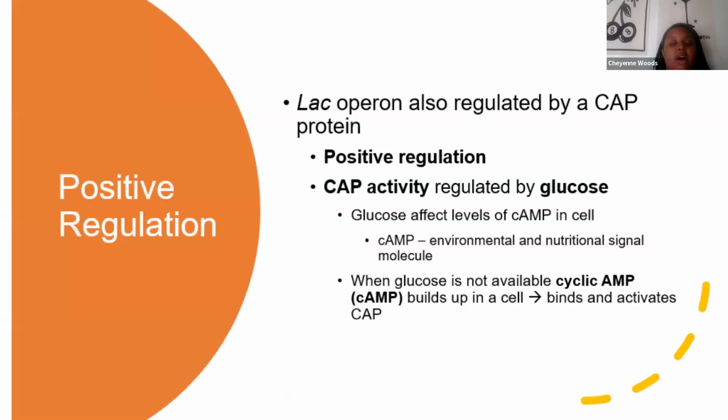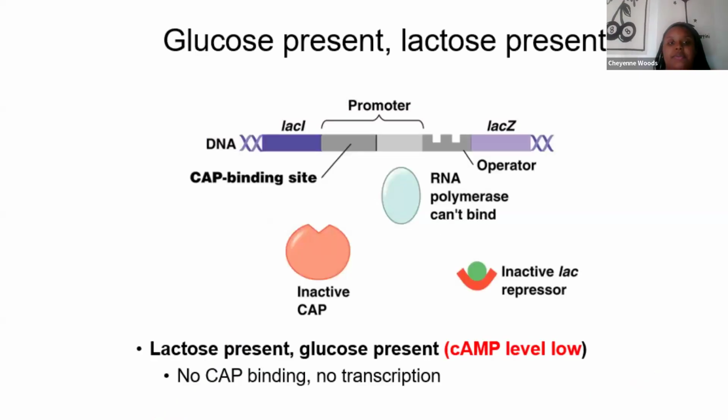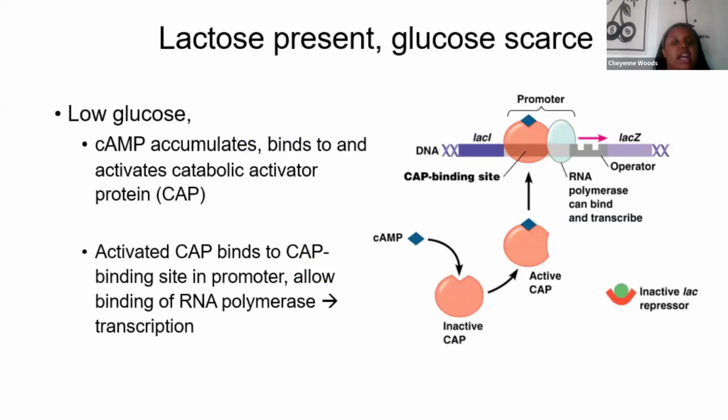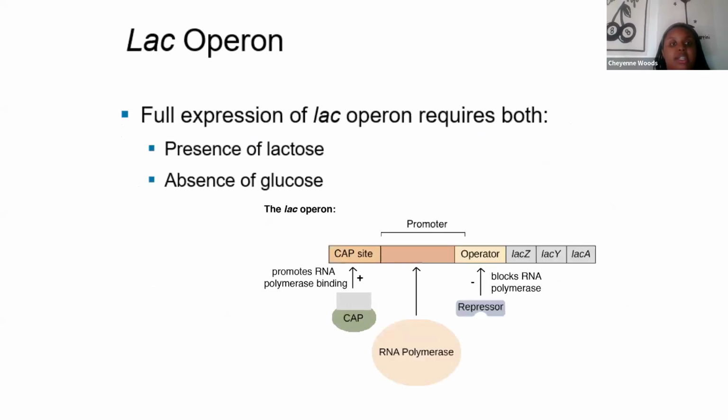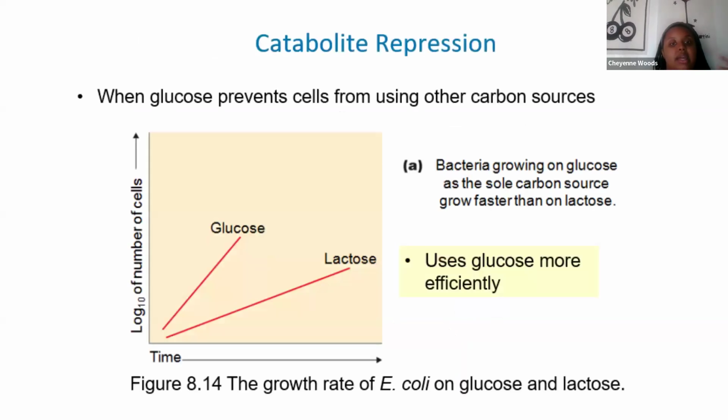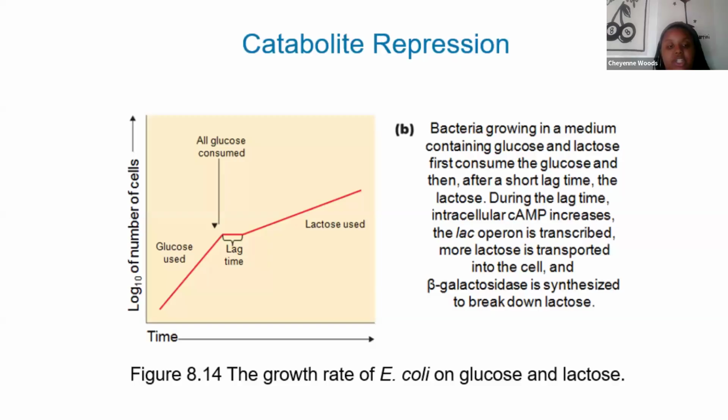And as I mentioned, we were talking about positive regulation and what that looks like in the context of lac. When glucose is present and lactose is present, which one it prefers. When lactose is present and glucose is scarce, what it does. And then the lac operon in full presence and what it looks like. And then we're talking about catabolite repression, so how glucose and lactose compare over time, and the number of cells, and how it uses glucose more efficiently.